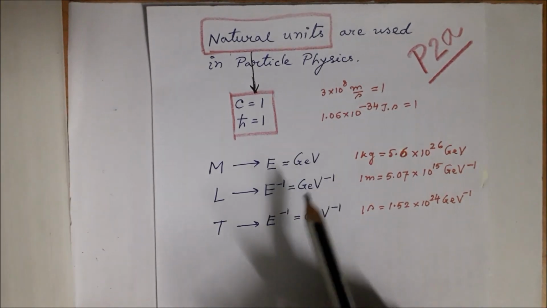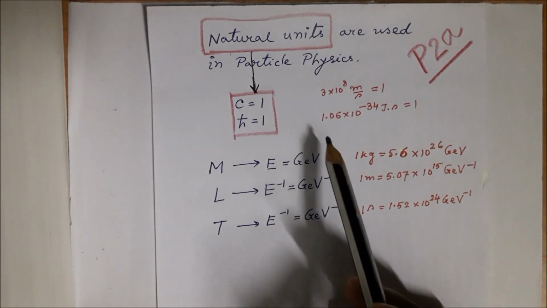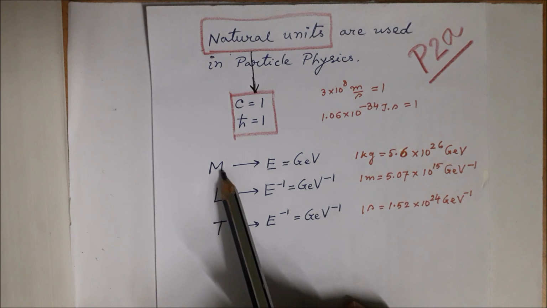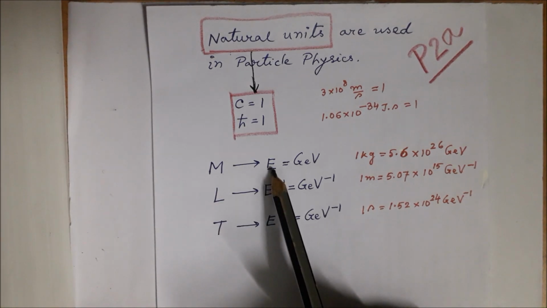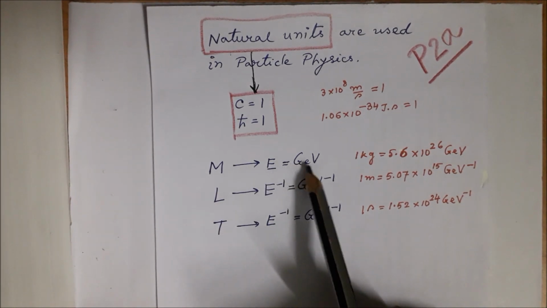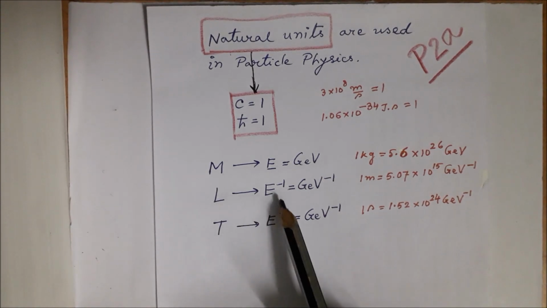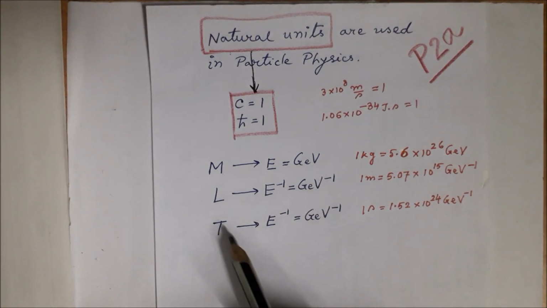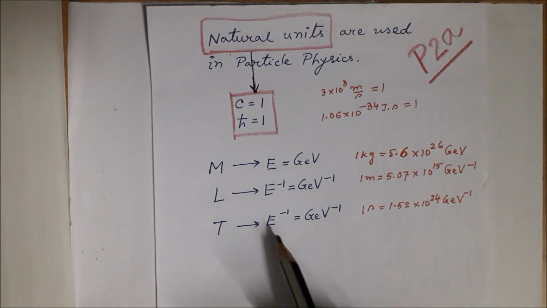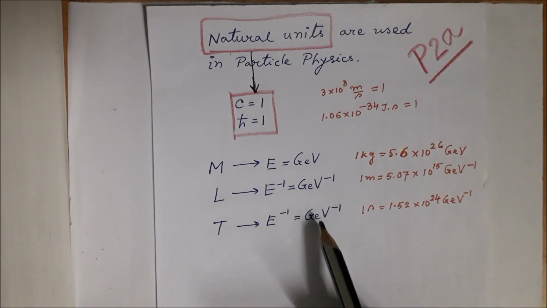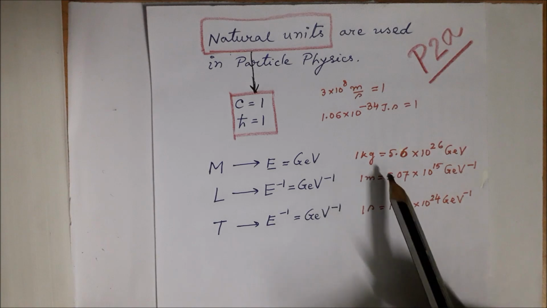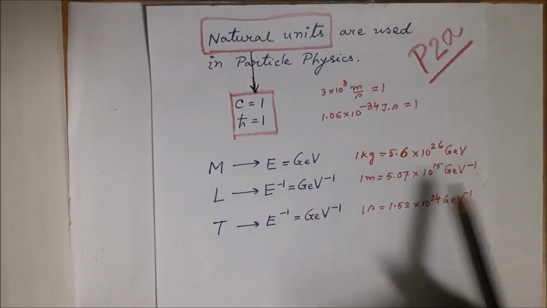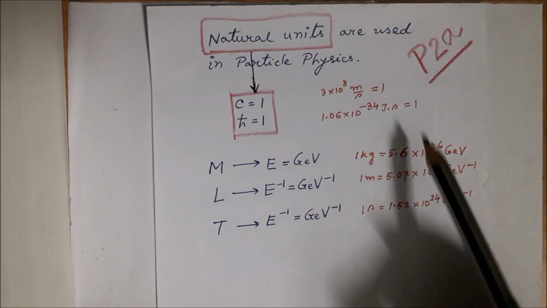Also, we showed that in natural units, the mass can be expressed in terms of energy, namely GeV. Length can be expressed in terms of energy inverse, namely GeV inverse. Time can be expressed in terms of energy inverse, GeV inverse. And the conversion factors were deduced in this lecture.